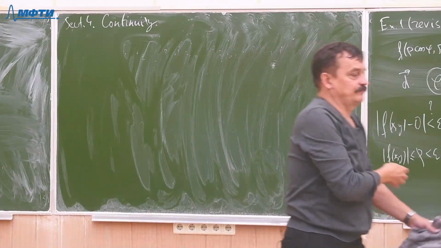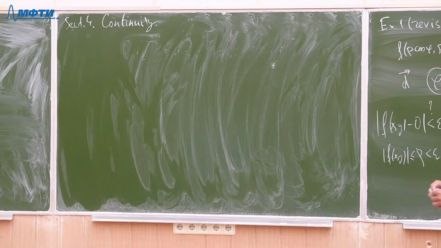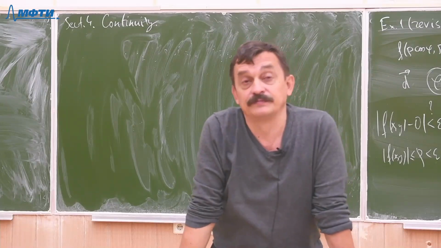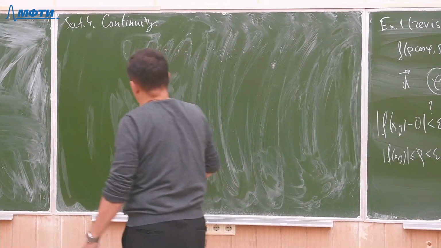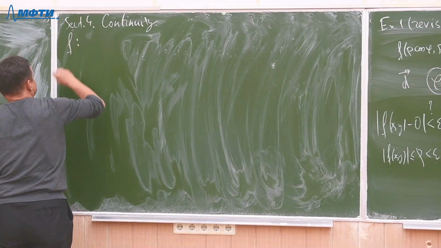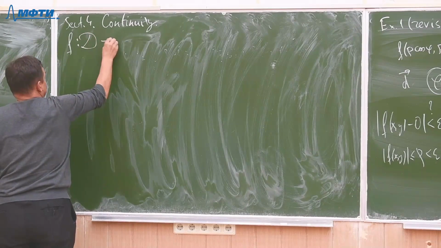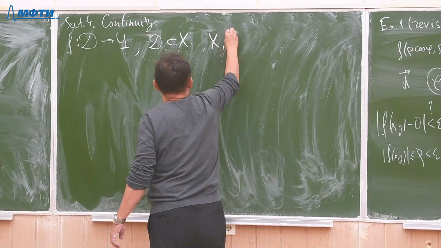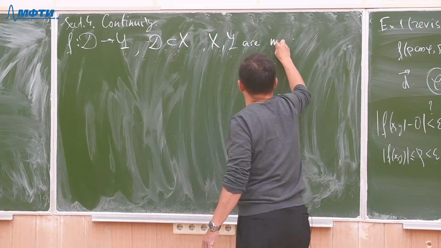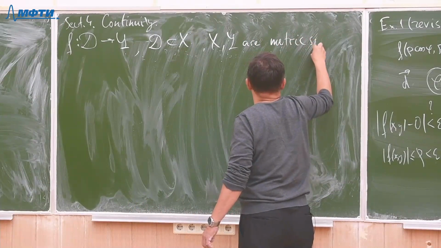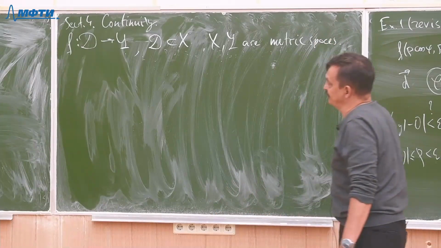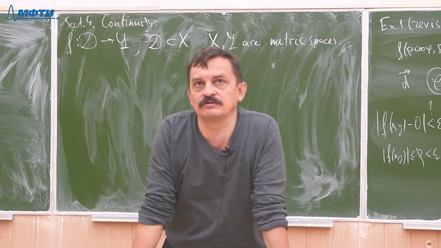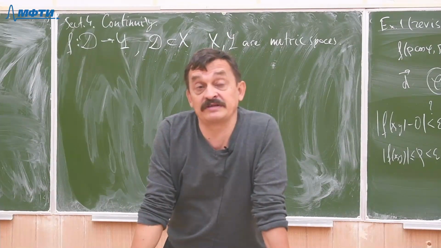So I want to discuss now continuity once again in more general case. So we start with functions from D to Y, where D is a subset of X, and X, Y are metric spaces. So that is the general situation. We are talking about a function from one metric space to another.